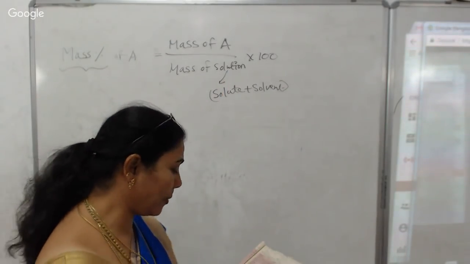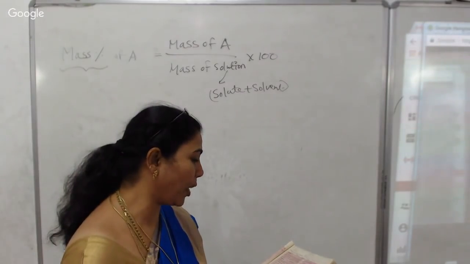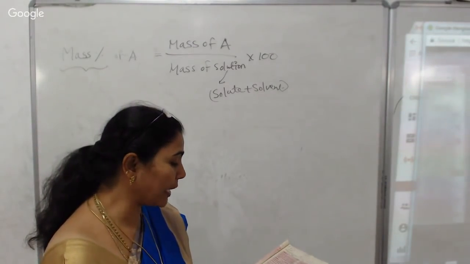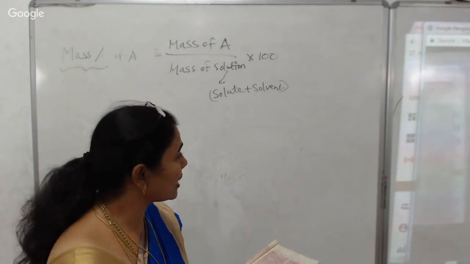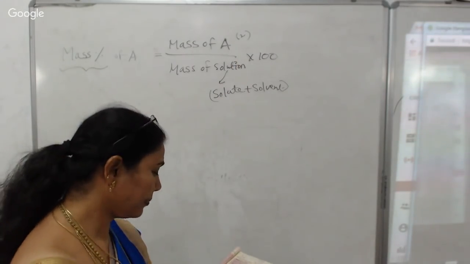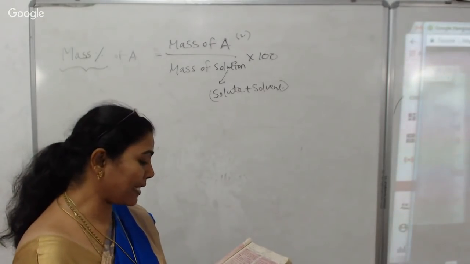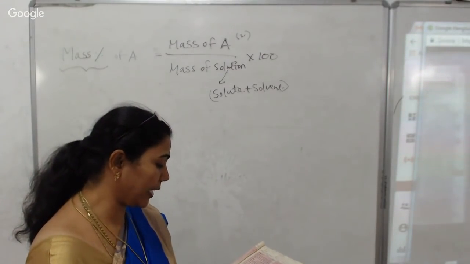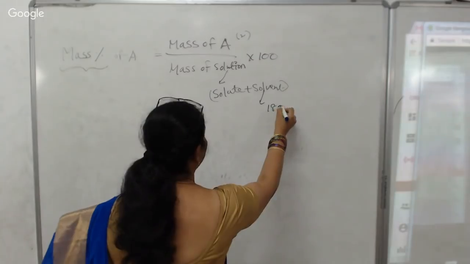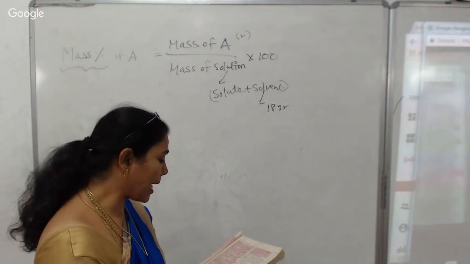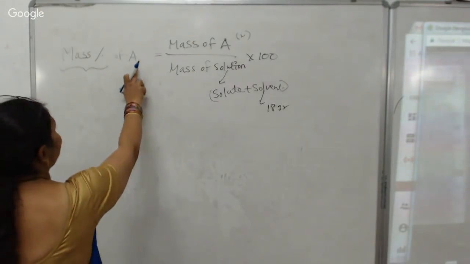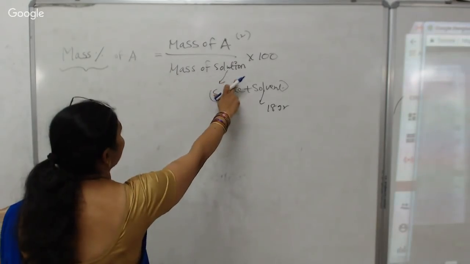Okay, one numerical problem is given in your book, in-text problem number 1.6, page number 19. A solution is prepared by adding 2 grams of a substance A. Means what is the weight of A? It is 2 grams. 2 grams of a substance A to 18 grams of water. So water is the solvent, it is 18 grams. Calculate the mass percent of the solute. So you have to write the formula: mass percent of A is equal to mass of A divided by mass of solution into 100.